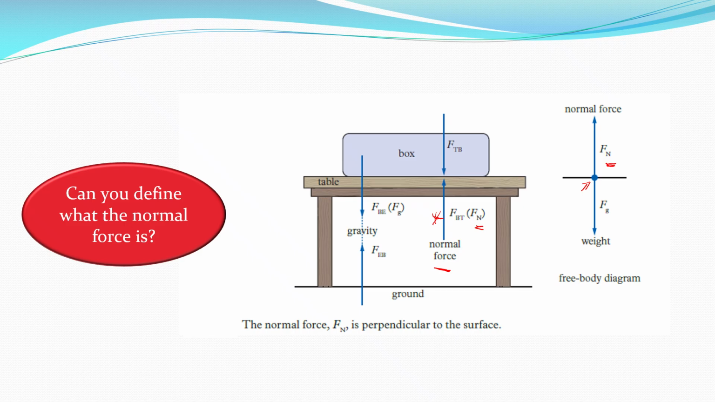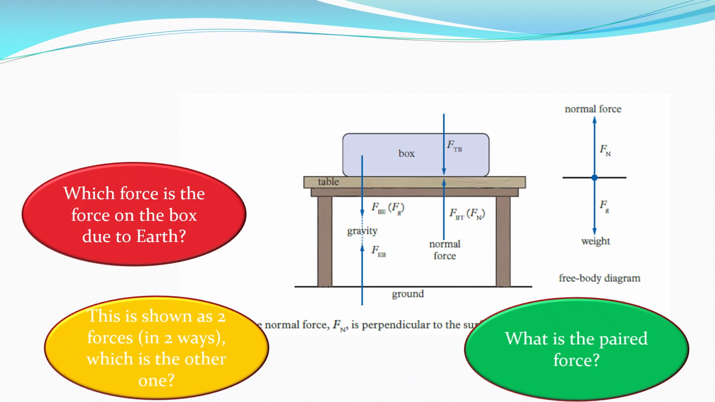So effectively the box has its own weight, which is pulling it down, and the table is causing an equal and opposite reaction per Newton's laws, pushing back on it, and that is our normal force. So that's the normal force there that I've done, which is this arrow over here on our free body diagram.